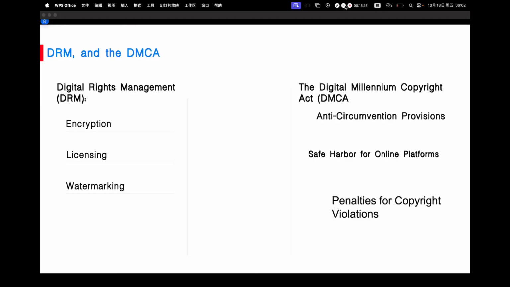And the second one is the DMCA, which stands for Digital Millennium Copyright Act. This is a US law that strengthens copyright protection in the digital age. It prohibits bypassing DRM and allows copyright holders to issue takedown requests to websites hosting infringing content. It also gives protection to online platforms, making it safer for them to let users upload content as long as they comply with the takedown requests.